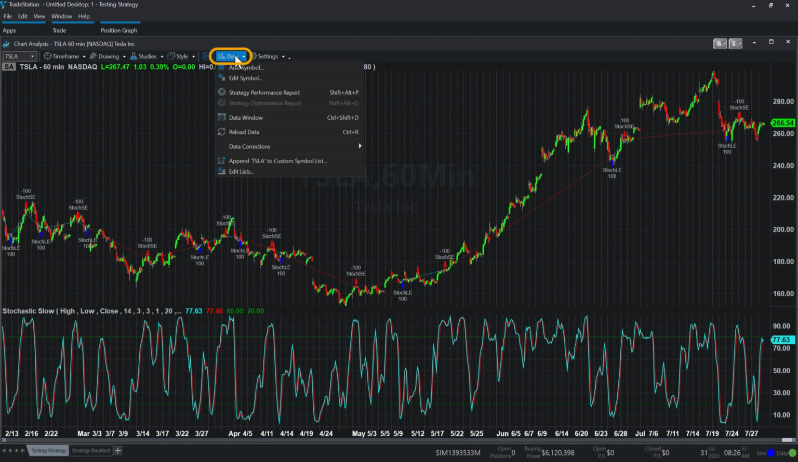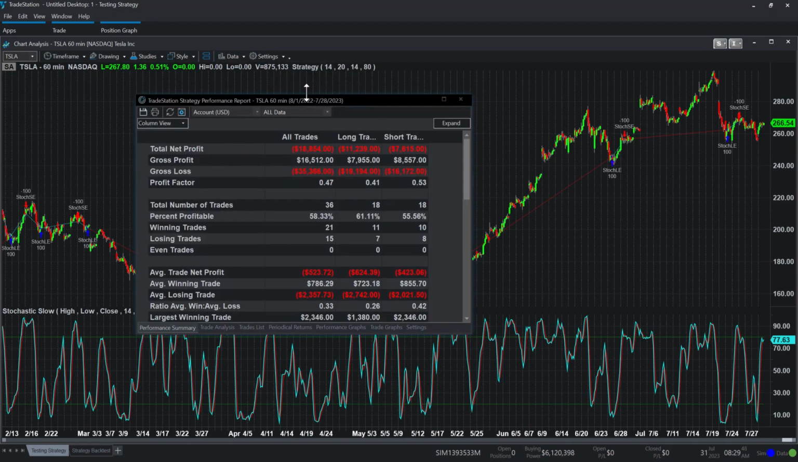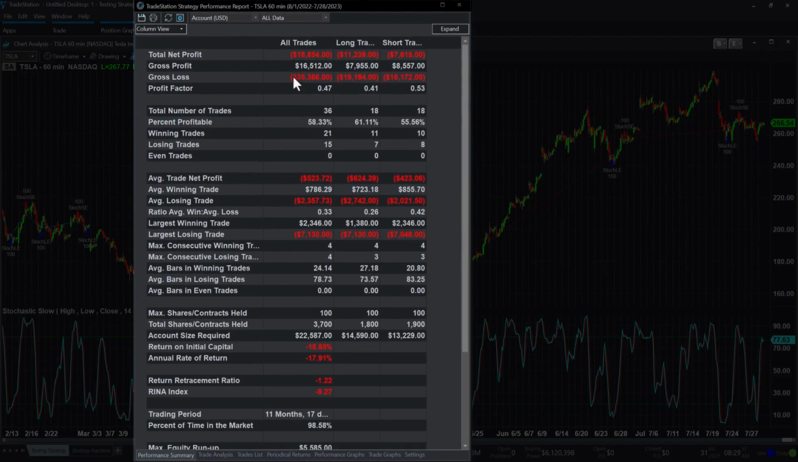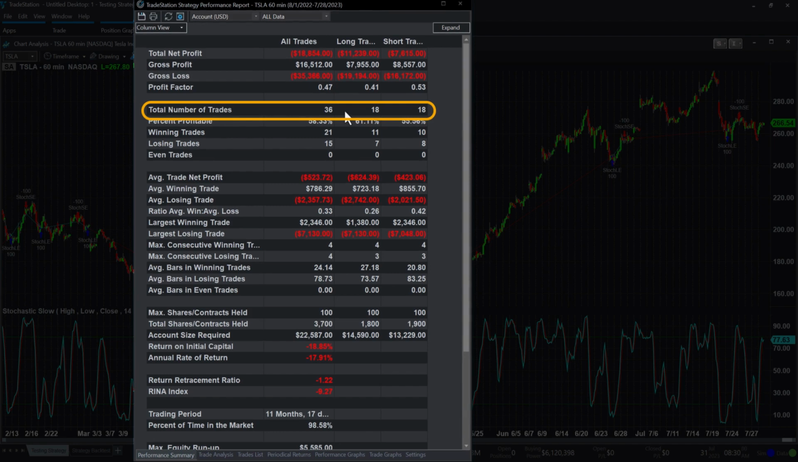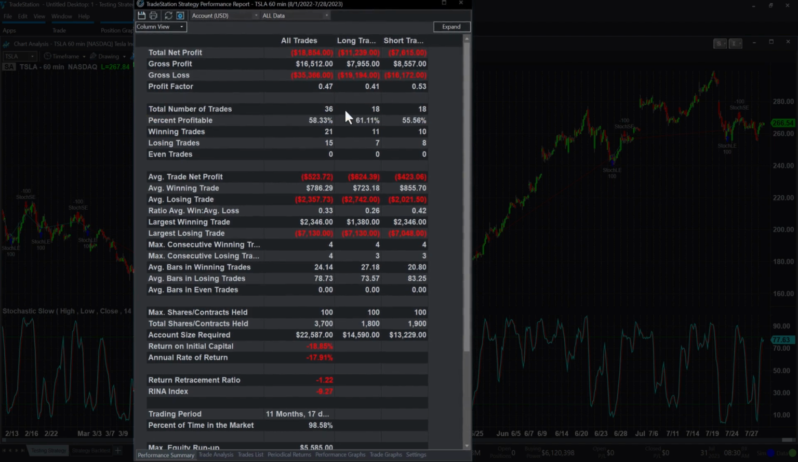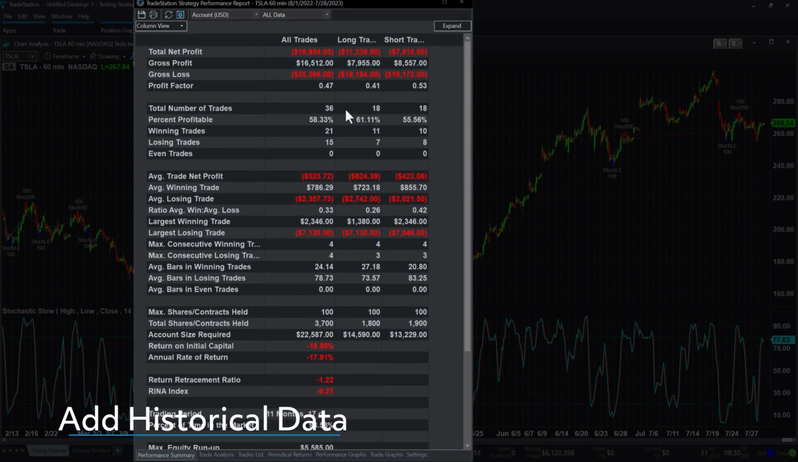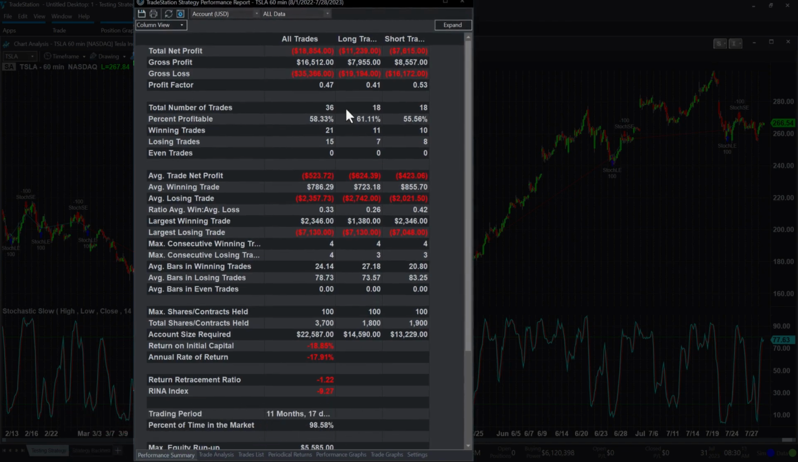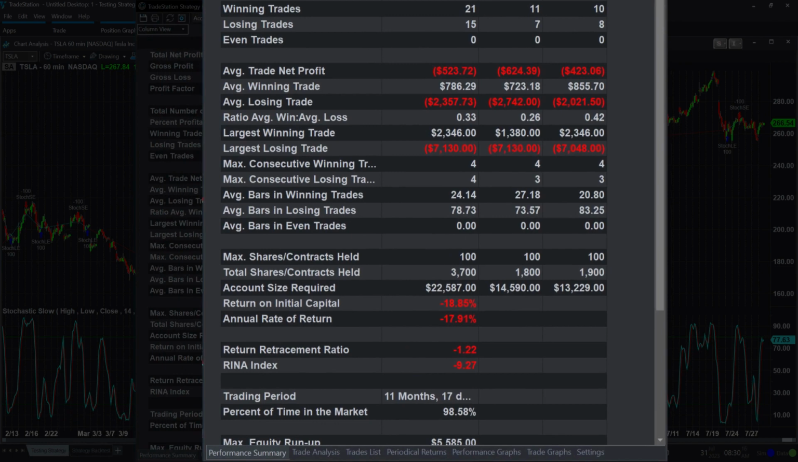Under Data, select Strategy Performance Report. We can maximize the window to better view the information and focus on some important performance metrics. Notice the total number of trades. You want to have a large enough sample to judge the strategy's efficacy fairly. The more trades in your historical backtest, the smaller the margin of error and the more confident you can be about the results. You can increase the number of trades by adding more historical data or using a smaller time frame on the chart. There is a lot of information provided by the Strategy Performance Report.